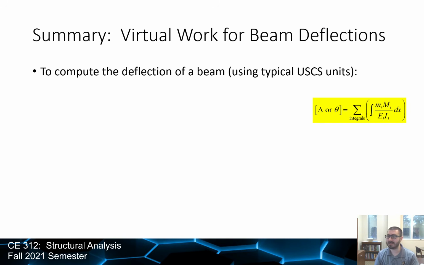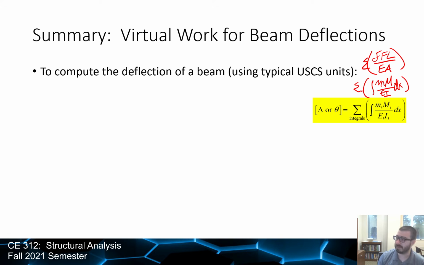So that's how we determine, in general, deflections in beams: we use the principle of virtual work, and it's really not all that different, right? With trusses, it was little f, big F, L over EA, and we were summing that. Now what we're doing is summing little m, big M over EI, but we have to integrate it first, then sum it. And the reason we have to integrate it first is, again, because the moment varies.